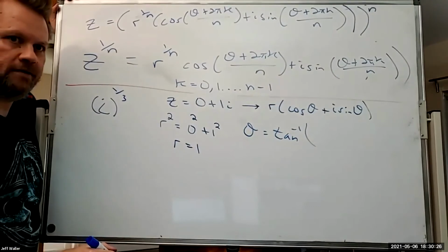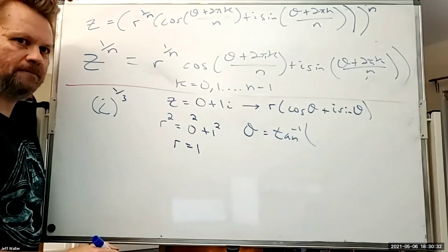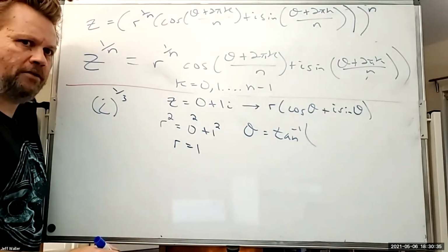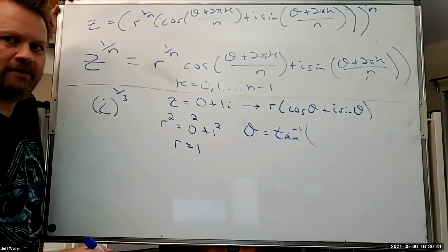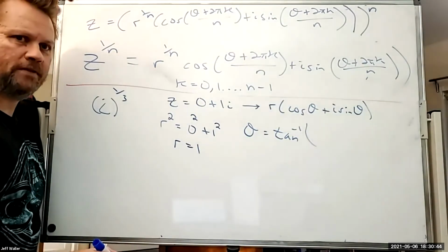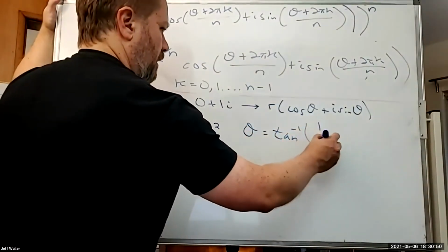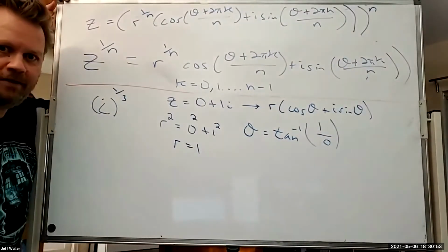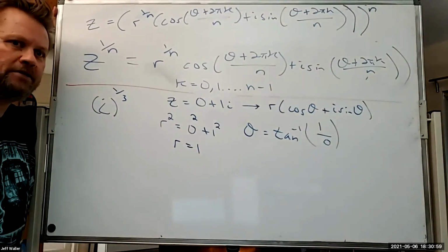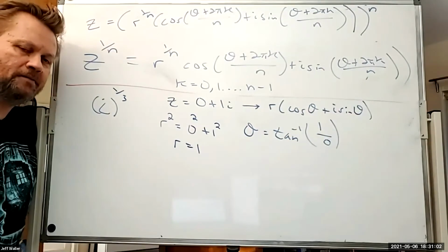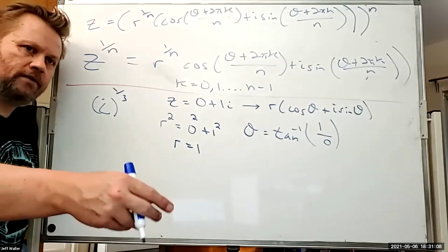How do I figure out theta? And this gets a little interesting. You can do it. What's the y piece? 1. Isn't tangent y over x? Is that what you guys are all worried about? It's undefined. That's right. The tangent of what angle is undefined? When cosine is 0.